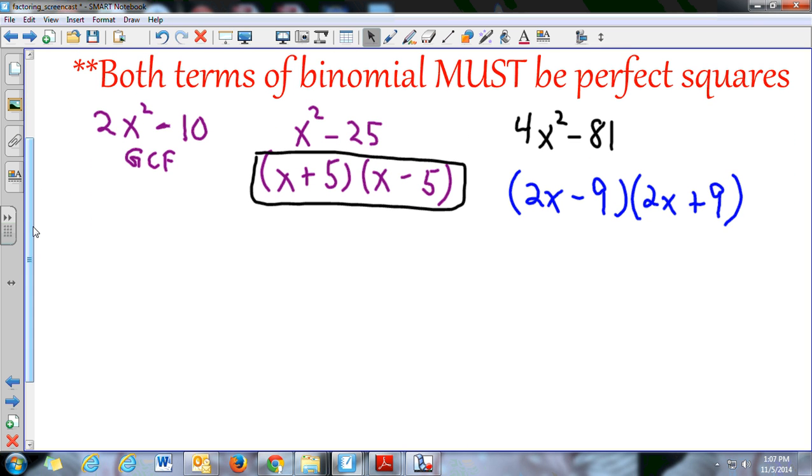Let's try one more. Let's say you've got 4x squared minus 16. So we can see that we've got a binomial, and they're both perfect squares. 4 is a perfect square, 16 is a perfect square. X squared obviously is a perfect square because it's got a power of 2. The thing is this: 4 and 16 are both divisible by 4. So we actually have a greatest common factor here first. So we're going to take out that greatest common factor of 4. And that'll leave us with x squared minus 4.